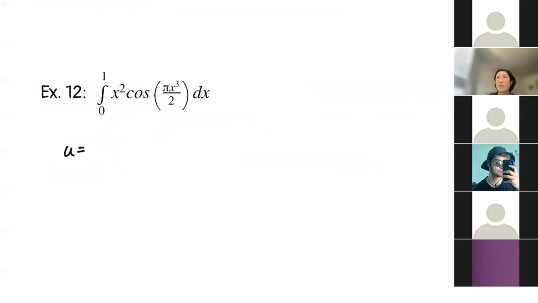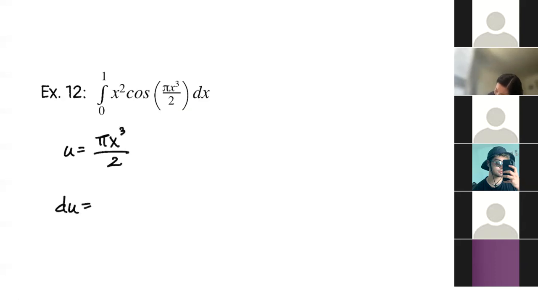All right. What do we want our u to be here? It's the fact that some integrals work with multiple options. Yes, Ethan. So if you think about sine and cosine often paired together, if they're not raised to powers, then either one could be fine. Yeah. All right. What do we think about our u here? What's in the cosine? Yeah, pi x cubed over 2.